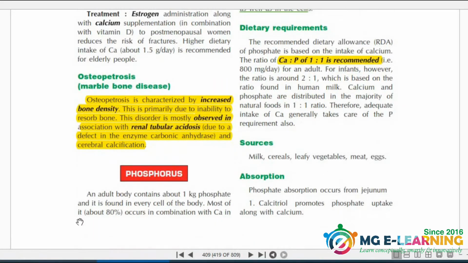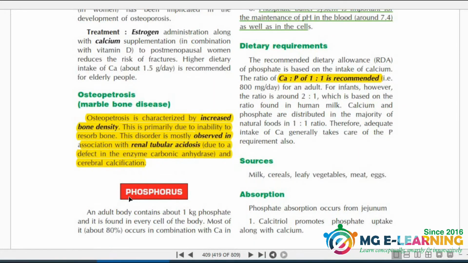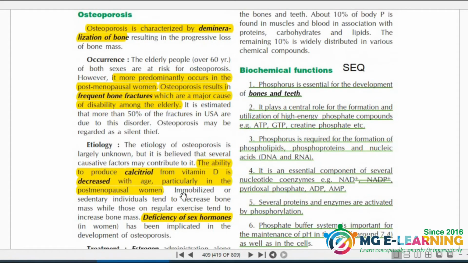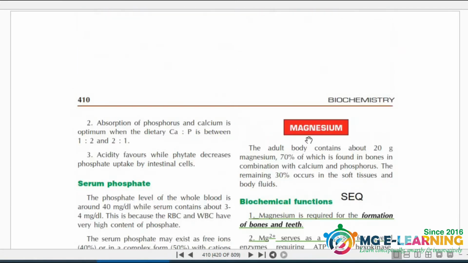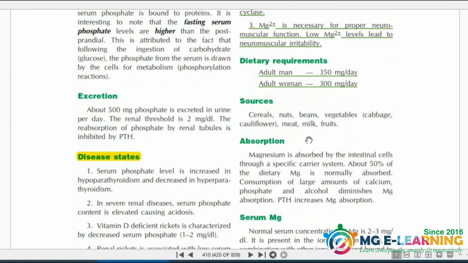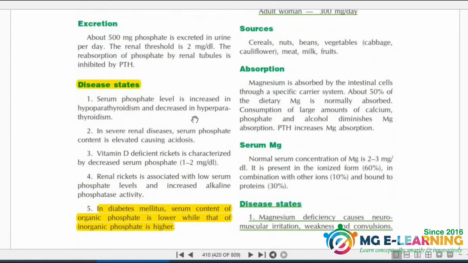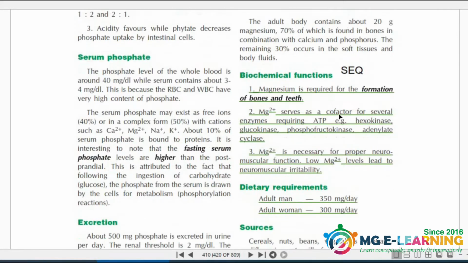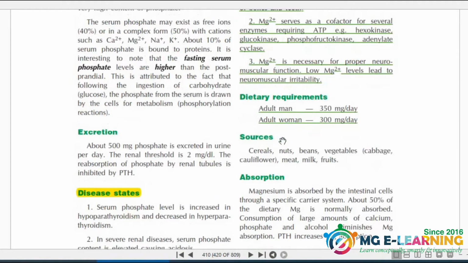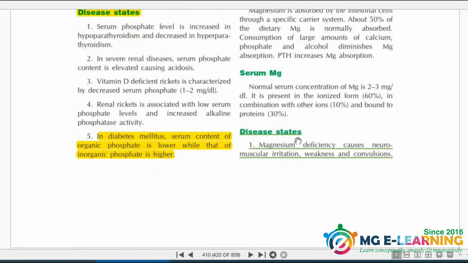This one. Next one is phosphorus. You should know about its daily requirement and biochemical function of phosphorus that are important for SEQ. On the next page, here are some disease states of phosphorus. This one is not much important, but you can read it. Magnesium. Also, the biochemical function of magnesium is important for SEQ, its dietary requirement, and disease states.